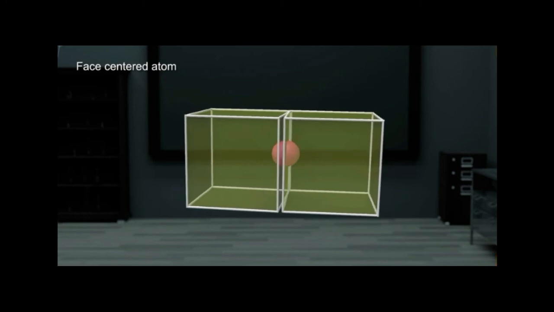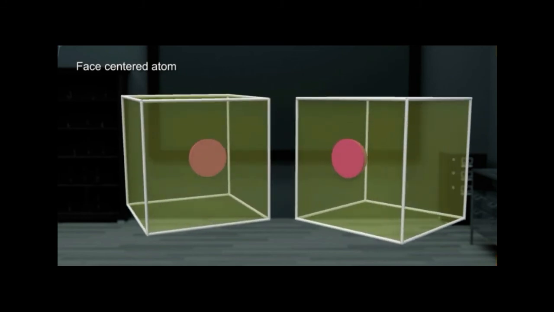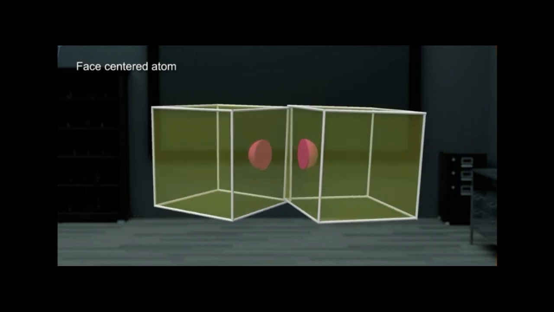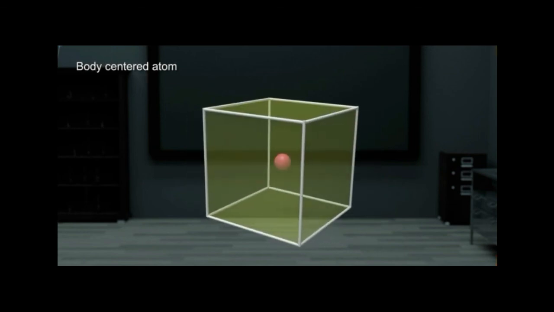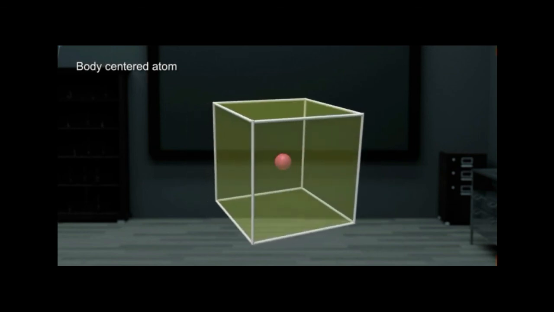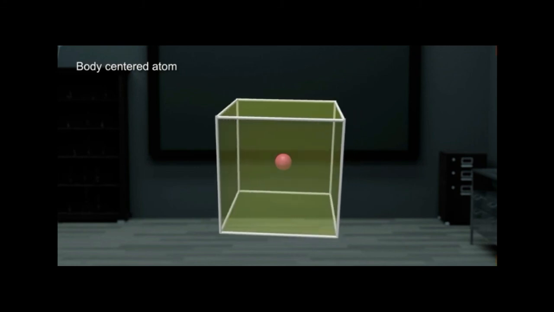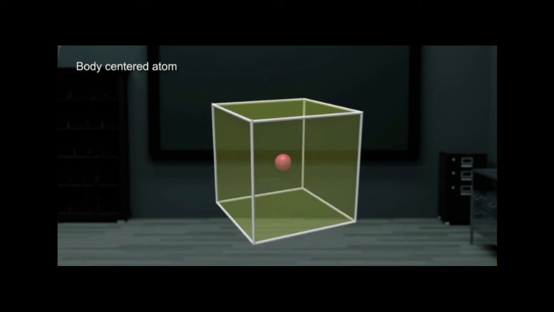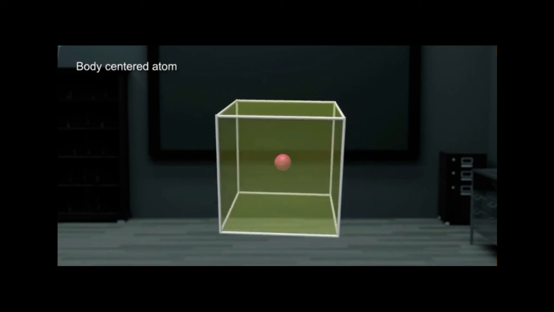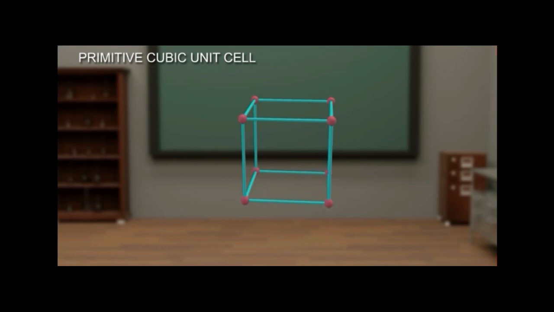Now if you go to face centered, the particle which is at the face is being shared by 2 unit cells. That is why I said for face centered, one particle is 1/2, half. So you can see there in the animation, both the faces of 2 unit cells combined together is what is giving rise to one particle. Whereas in a body centered, the particle which is there in the center exclusively belongs to that unit cell only. So that particle in the middle is for that one particular unit cell.